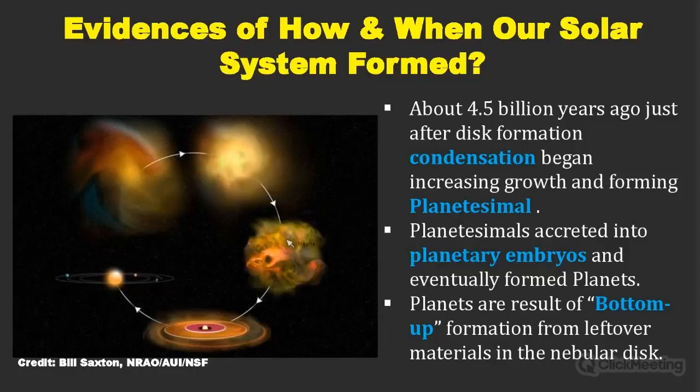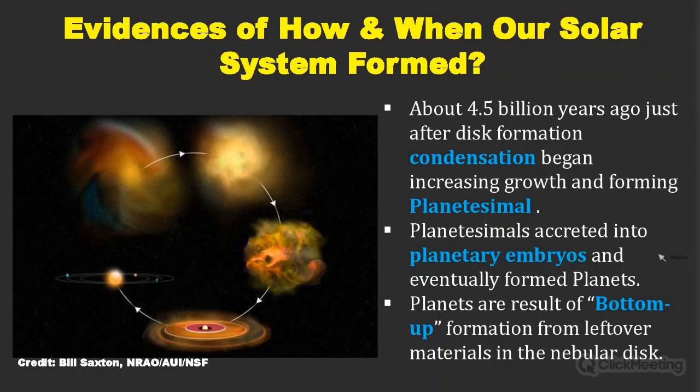The outcome of this process was growth and the forming of planetesimals. These planetesimals are heavy elements which, because of the rotating system, get their own gravitational force and start attracting elements, and that actually formed planetesimals, and these planetesimals accreted into planetary embryos.